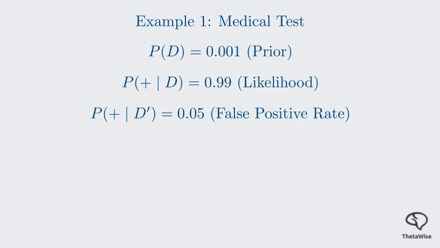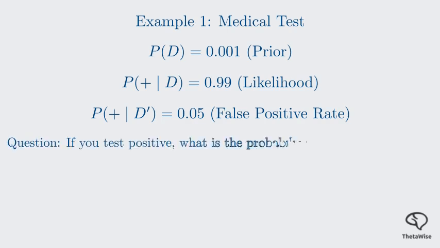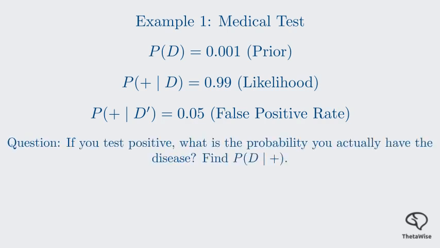Now for the burning question. You get tested and the result is positive. What's the probability that you actually have the disease? We're looking for P of D given positive. Most people, when they first see this, think the answer is around 95% or 99%. But let's use Bayes' theorem to see the real answer. It can be quite surprising. Here's our formula, but with D for disease and plus for positive result. We have everything except P of plus.